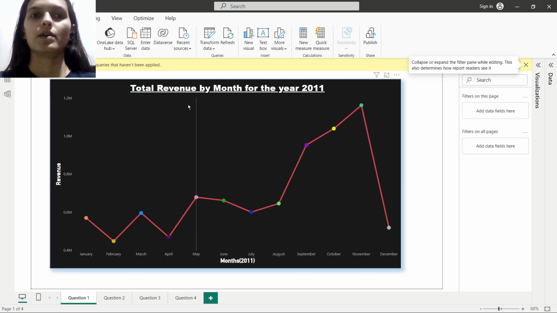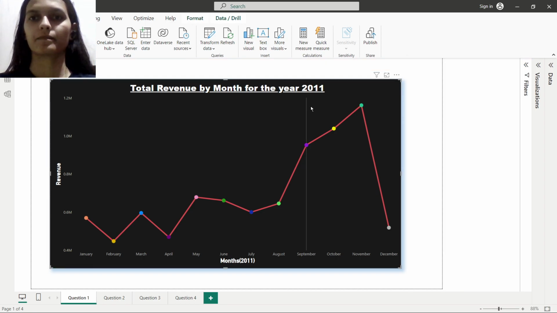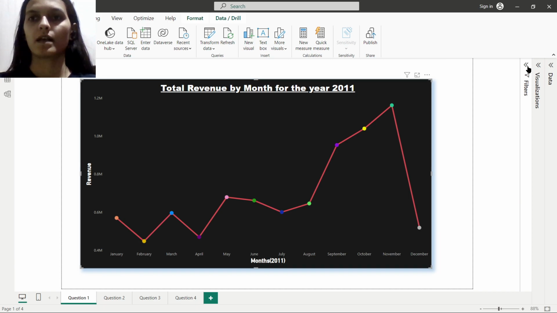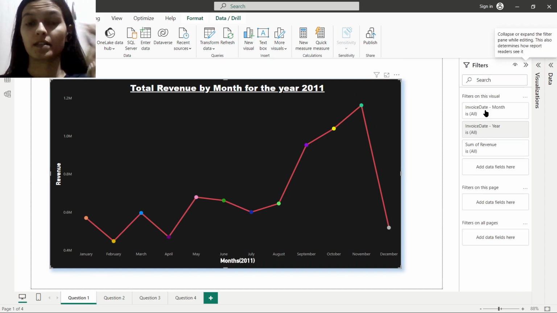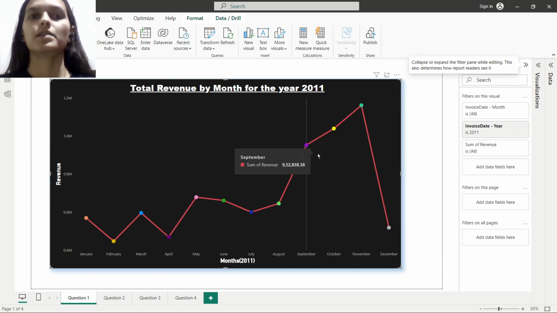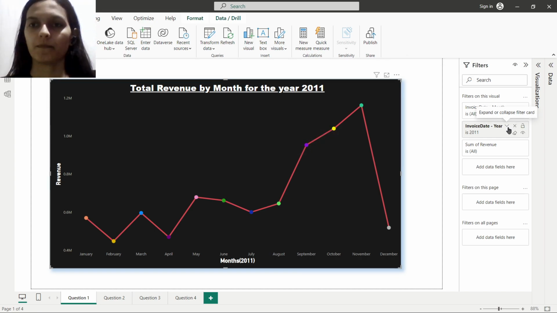the line graph. But this graph showed me both the years 2010 and 2011, so I applied a filter on the year, and that is 2011.